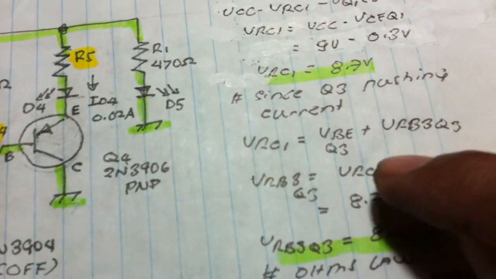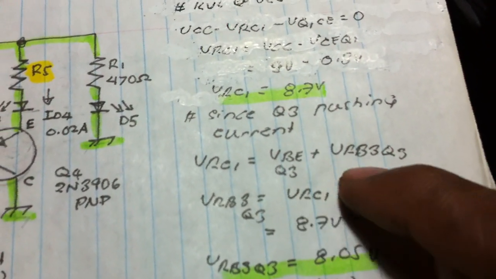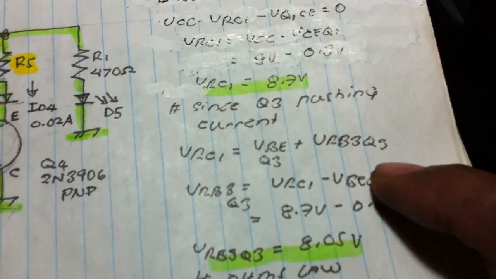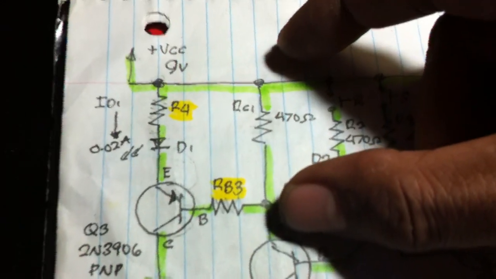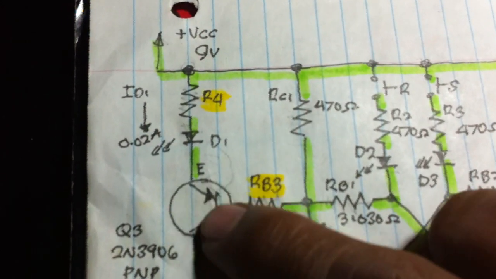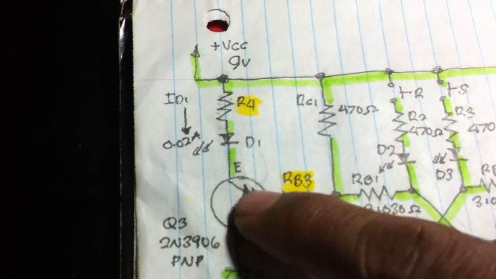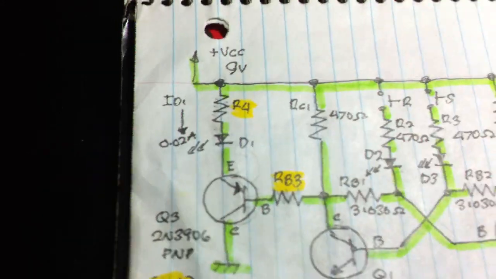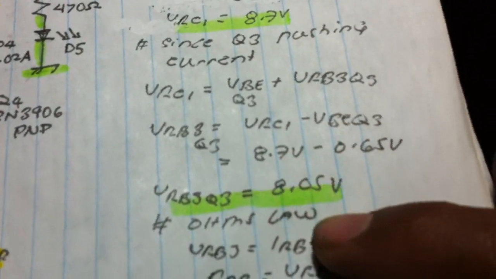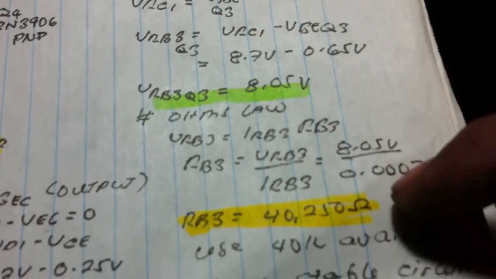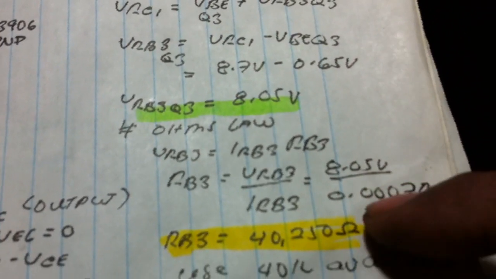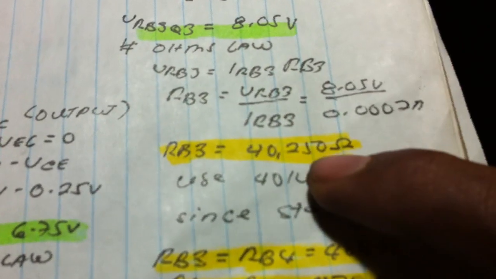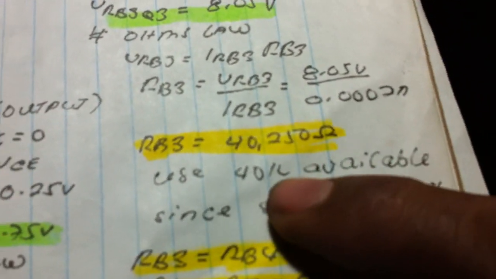Since Q3 is pushing current here, the voltage at RC1 is equal to the voltage VBE at Q3 plus the voltage at RB3. This is a pushing current. The voltage here plus here is equal to RC1. That is our new equation here. So we got 8.05 volts using Ohm's law, and we know the voltage drop and the current at the base. We got now 40,250. I use a 40K available resistor.